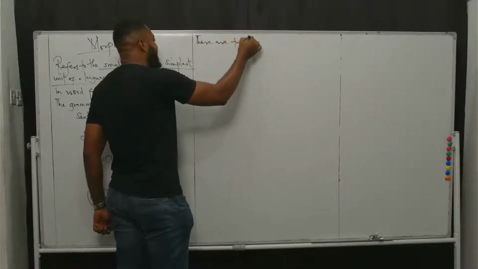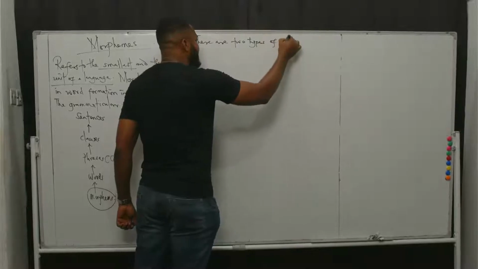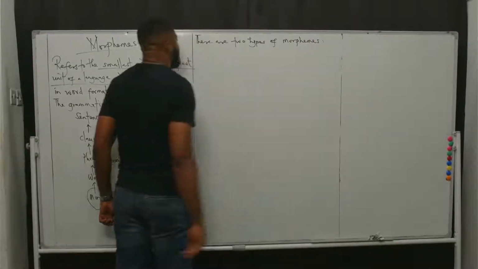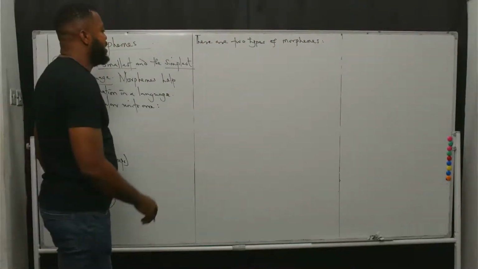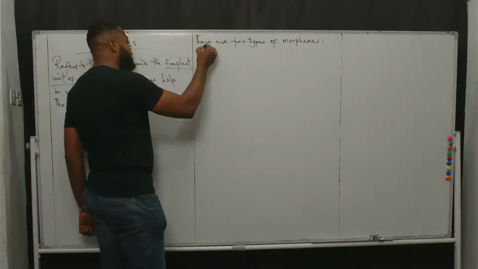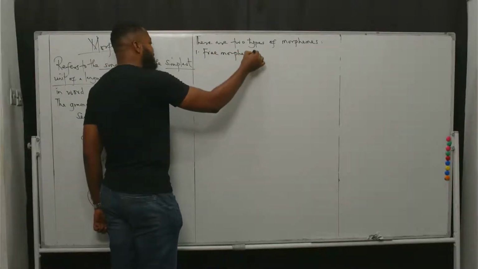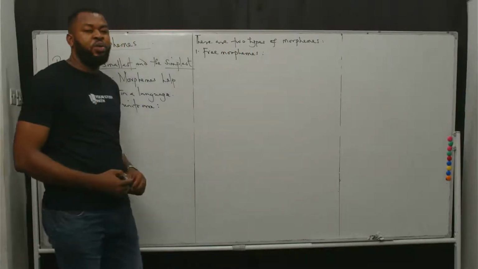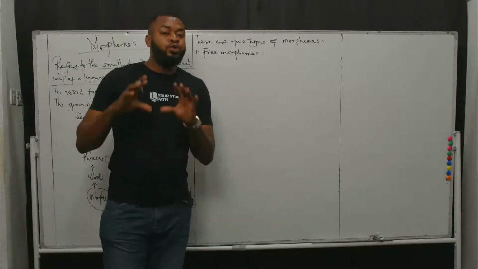There are two types of morphemes. The first aspect is called the free morpheme. Another word for a free morpheme is the base morpheme or the root morpheme.